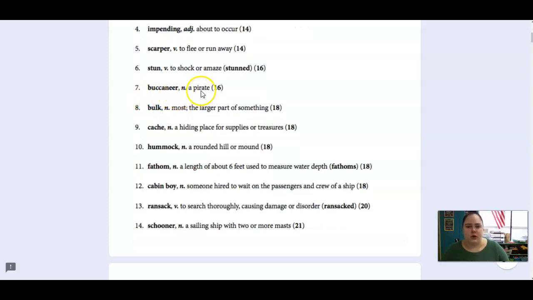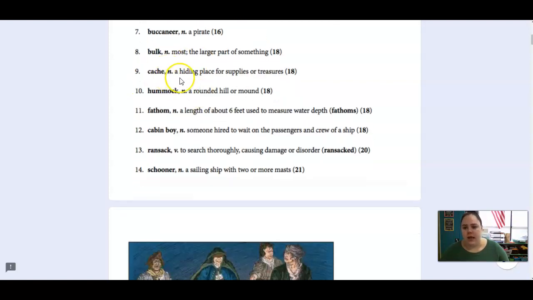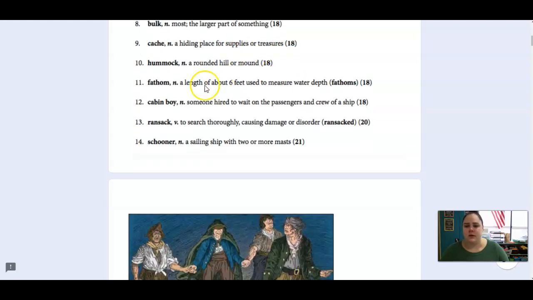Buccaneer is another word for a pirate. Bulk means most or the larger part of something, so that's a noun. Cache is a noun, and that is a hiding place for supplies or treasures. Hummock is a noun, a rounded hill or mound. Fathom is a noun, a length of about 6 feet used to measure water depth.